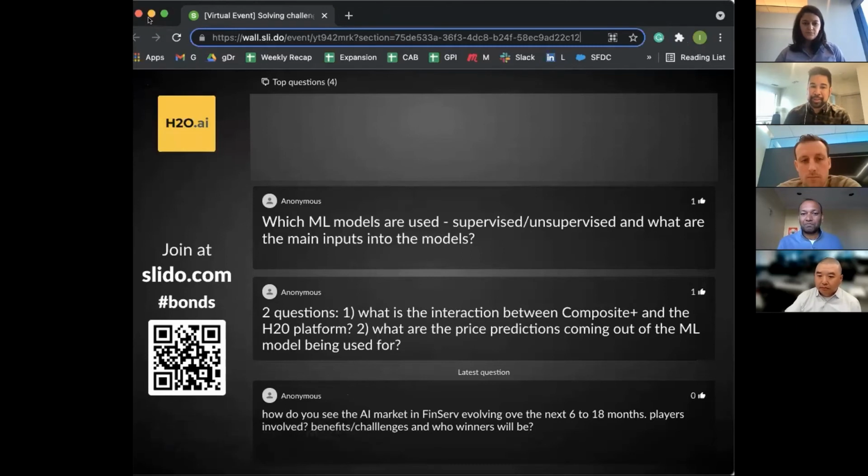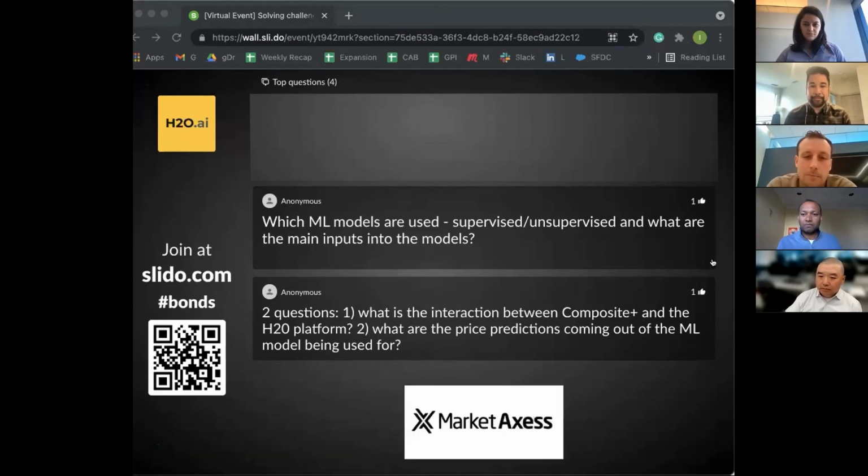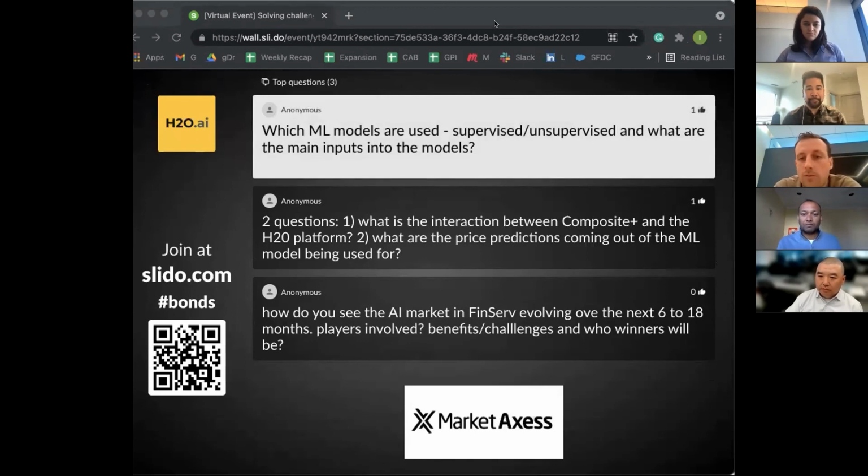Which ML models are used, supervised, unsupervised, and what are the main inputs into the model? I can take that one. So we use both supervised and unsupervised models as a function of the application, and we have both in production. For Composite Plus, the main model is a supervised GBM. Okay. And we also have an unsupervised autoencoder to catch outliers and bad data. We have other machine learning models using H2O for liquidity measurement. Those are usually supervised, same thing with the GBM, but we also have unsupervised with PCA.